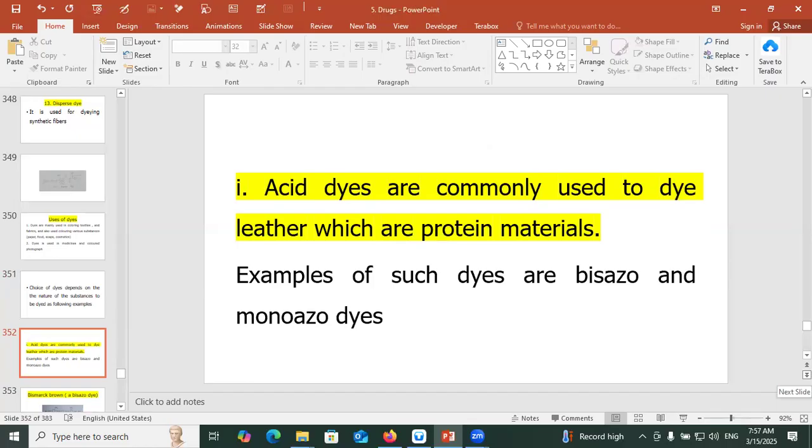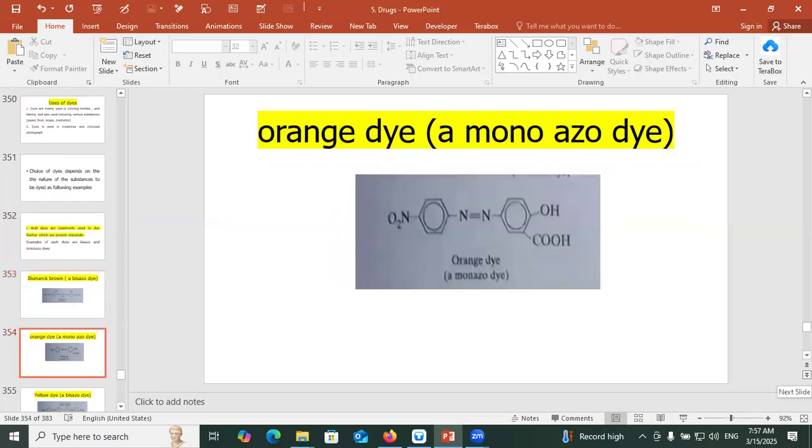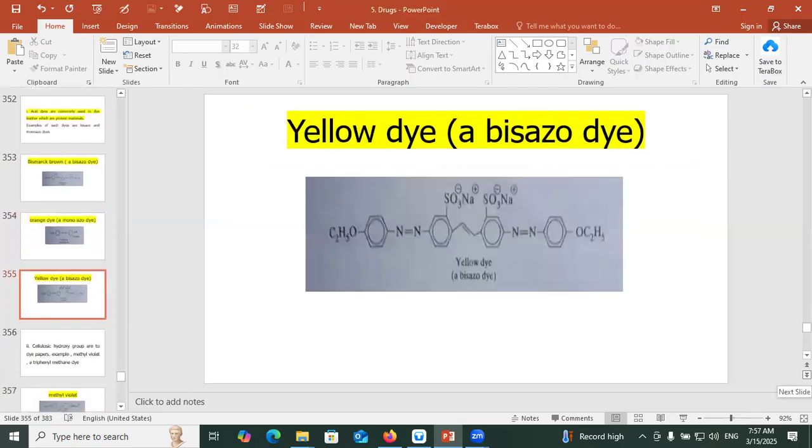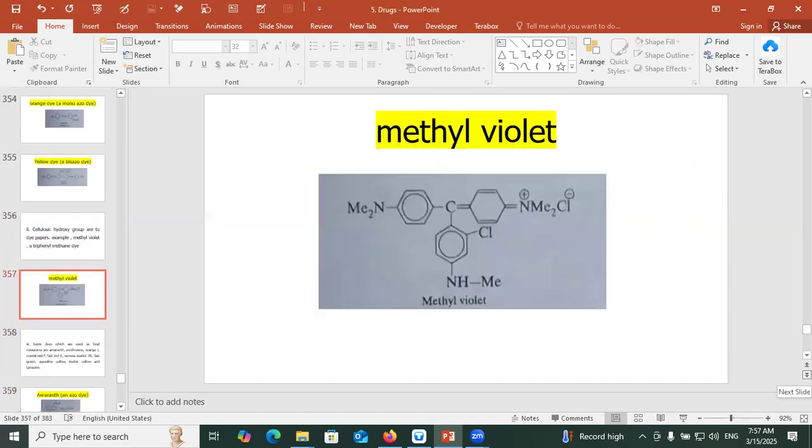Examples of such dyes are bisazo and monoazo dyes: Bismarck brown, a bisazo dye; orange dyes, monoazo dyes; and other bisazo dyes. Cellulosic hydroxy groups are dyed by direct dyes, such as those for paper. Example: methyl violet, a triphenyl methane dye.